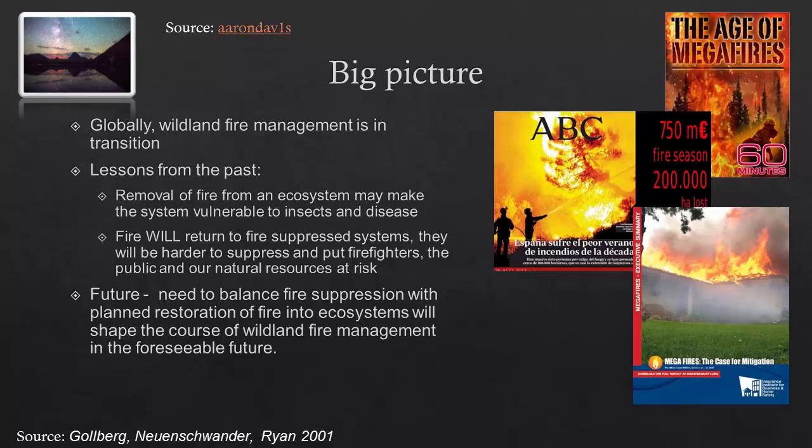As stated by Goldberg et al. in 2001, globally, fire management is in transition. We know that the removal of fire from an ecosystem may make these systems vulnerable to insects and disease, and that fire will return to suppressed systems. When those fires return, they'll be harder to suppress and put firefighters, the public, and our natural resources at risk. Since 2001, this has proven to be all but too true. Goldberg et al. go on to suggest the need to balance fire suppression with planned restoration of fire into the ecosystem, which will shape the course of wildland fire management in the foreseeable future.